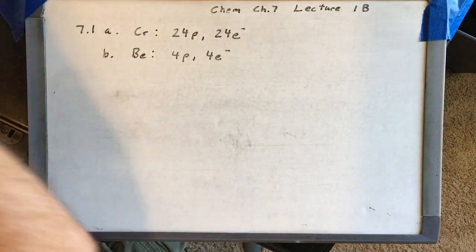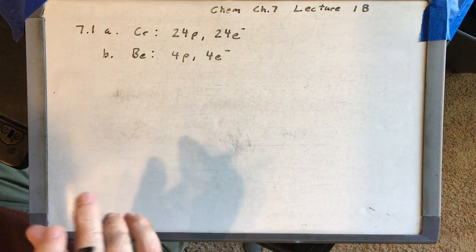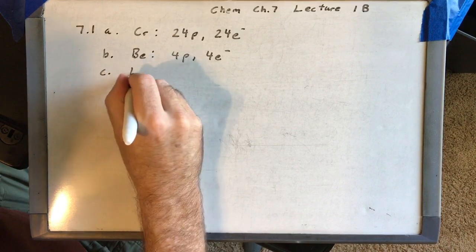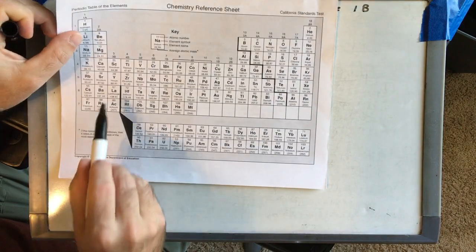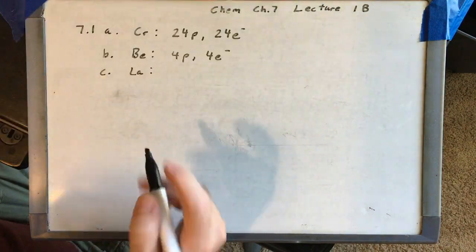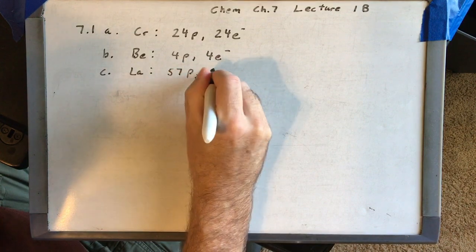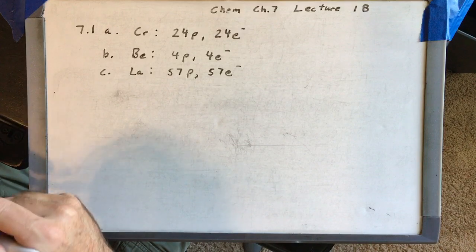All right, and then part C is lanthanum. All right, lanthanum's all the way down here, number 57. All right, so lanthanum has 57 protons and 57 electrons. As simple as that.